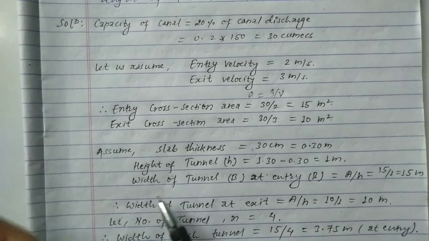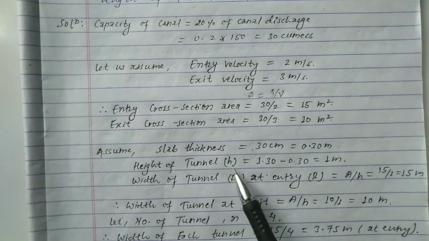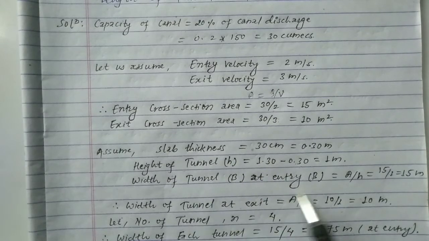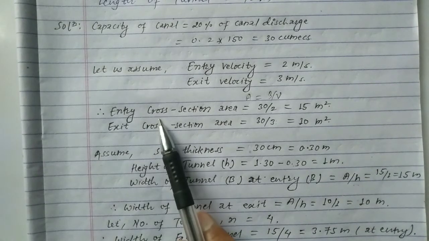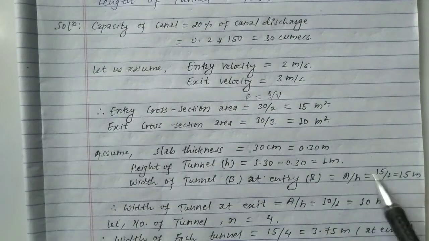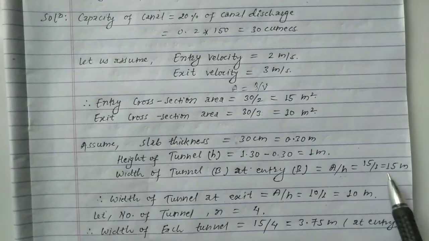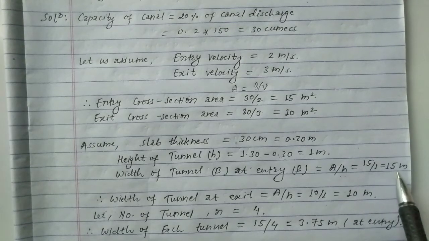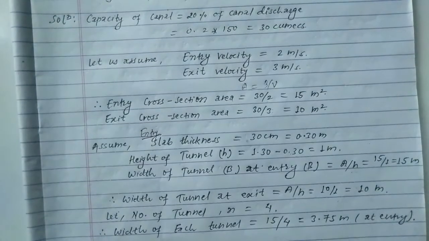Okay, now we have to calculate the width of tunnel at the entry. When we have the value of a and h is already known, then we can simply calculate width of tunnel b equal to a by h. You can see here, for the entry we have to take the value of a equal to 15 and the value of h is 1 meter. So this value becomes 15 meter. Okay, so this is for the entry.